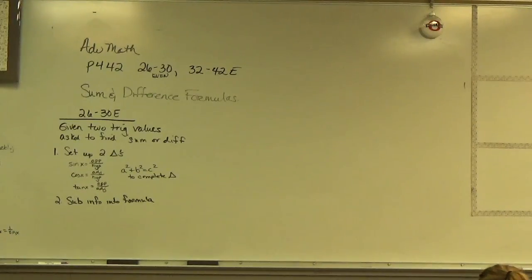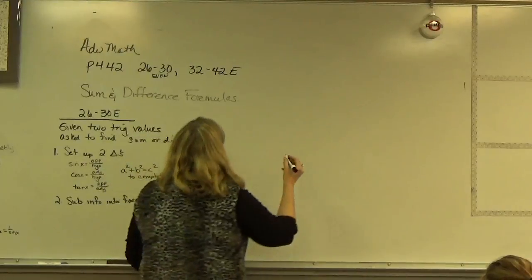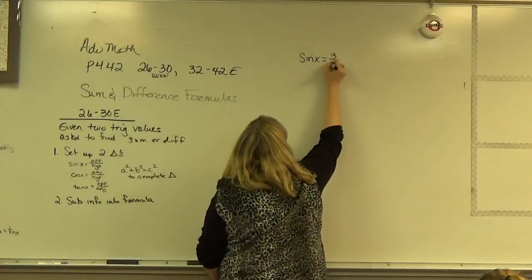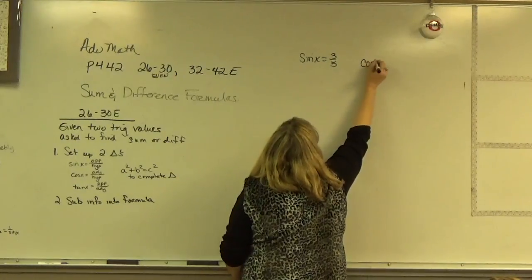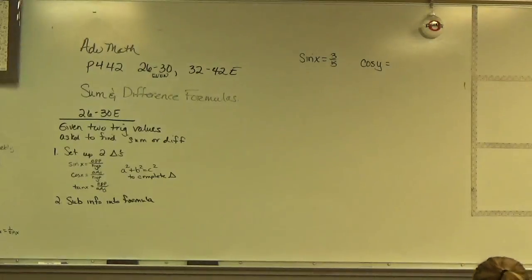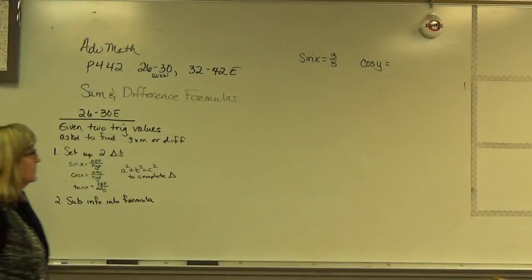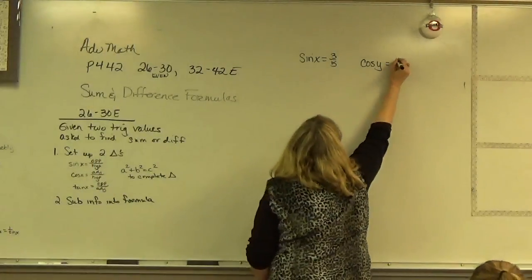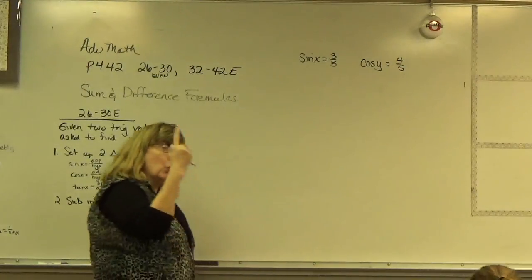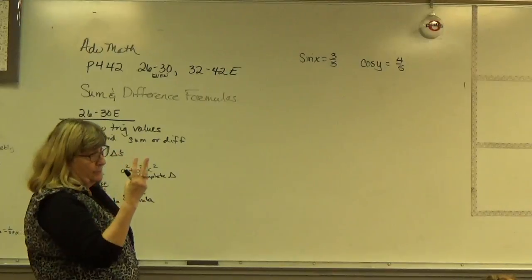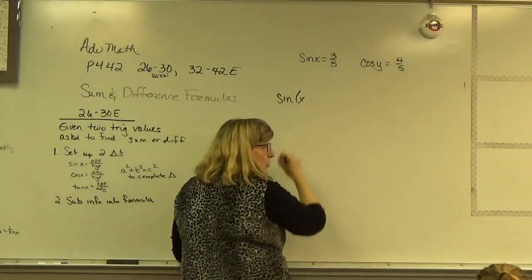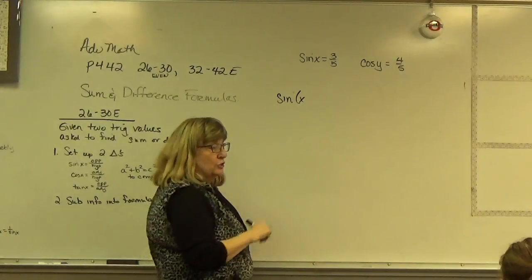Let's say that I give you that the sine of x, and these are all first quadrant, the sine of x is going to be 3/5. The cosine of y is going to be 4/5. And I'm going to do something different with the book. The book only has you find 1, but I'm going to have you find 3 of them. Now, you're still going to follow the book's direction. We're just doing this for practice.